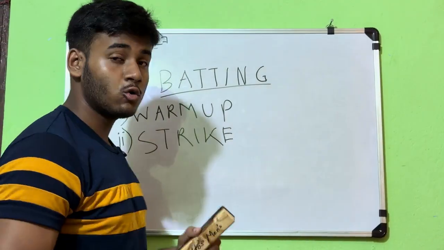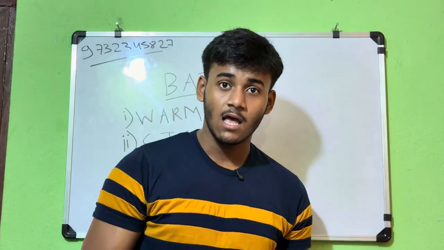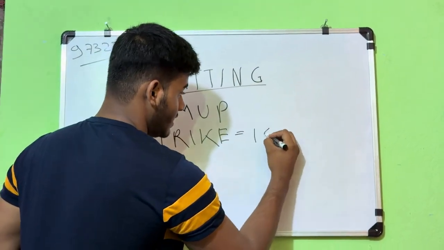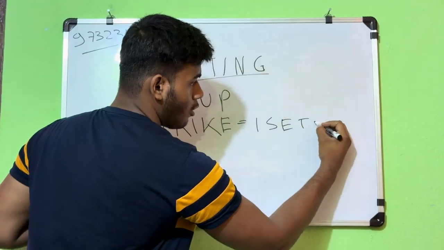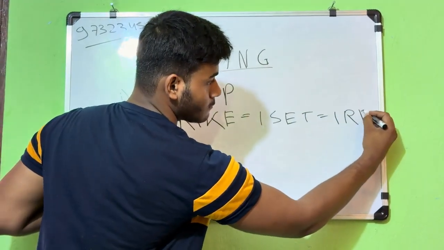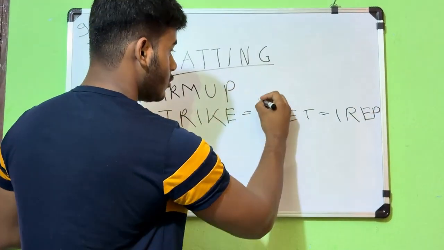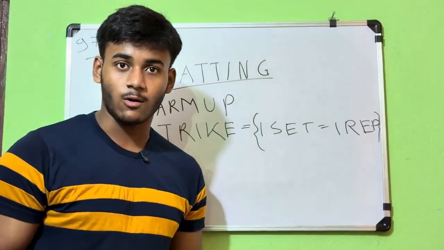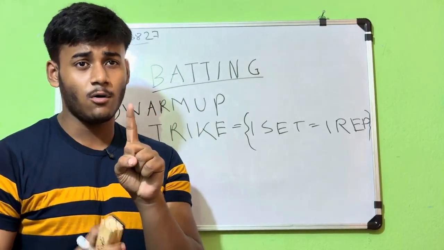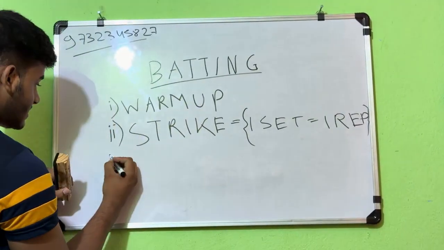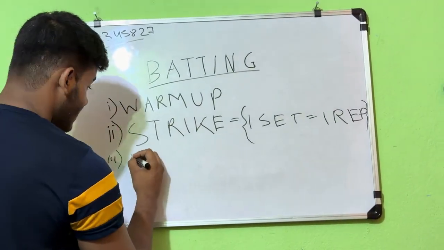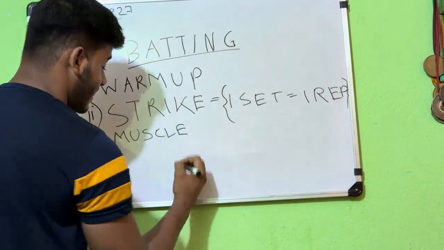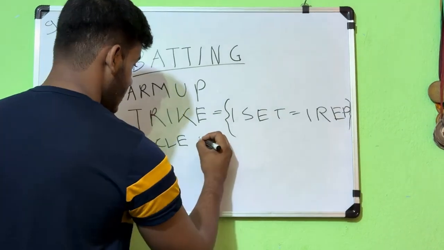After doing warm up, you have to do your heaviest sets first, for only 1 rep. One set equals one rep. One rep means your highest PR, you have to do it for 1 rep only after the warm up. And the third step is to do muscle training, so that your muscle doesn't get fatigued and doesn't get injured.